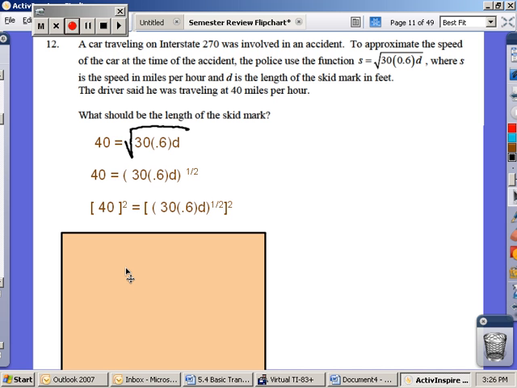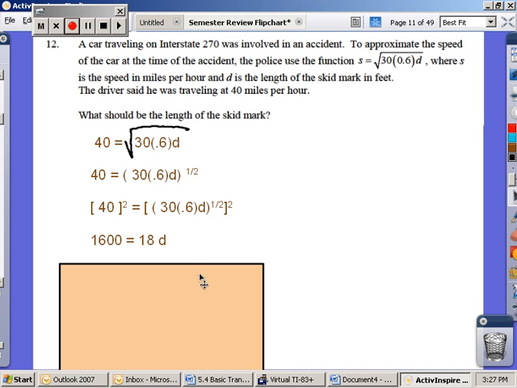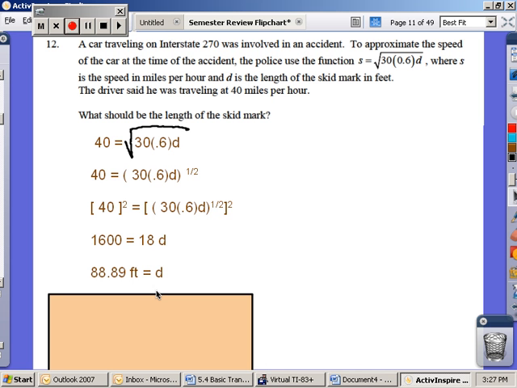So now my new equation is the quantity 40 squared equals the quantity 30 times 0.6d raised to the quantity 1/2, quantity squared. What happens to the 1/2 and the 2? It cancels out. What is 40 squared? 40 squared is 1,600. What is 30 times 0.6? Since the exponents cancel out, 30 times 0.6 is 18, so 18d. What do I do next? I divide by 18, and I have 88.89 feet as the length of the skid mark.